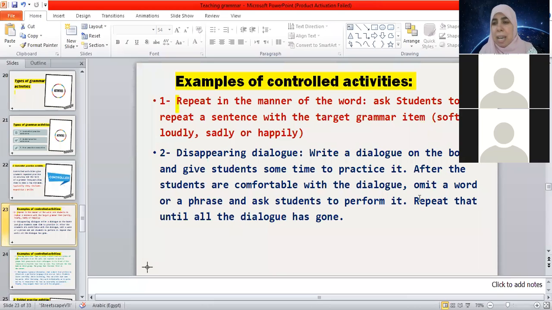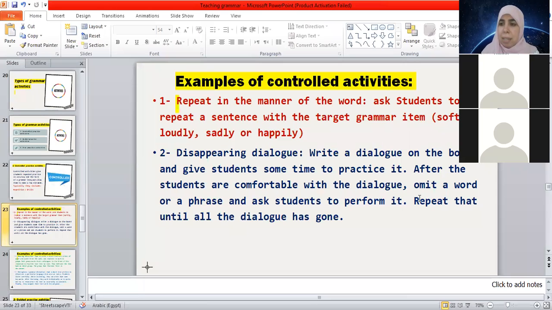So it's a controlled activity. Students can't change the dialogue. Okay, so students here practice written dialogue. The teacher writes a dialogue on the board. He starts to delete some words and phrases one by one. At the end, the students have a chance to practice the dialogue, but the last time it's not written on the board. The dialogue is not written on the board, okay?